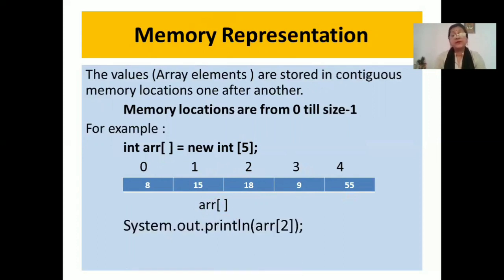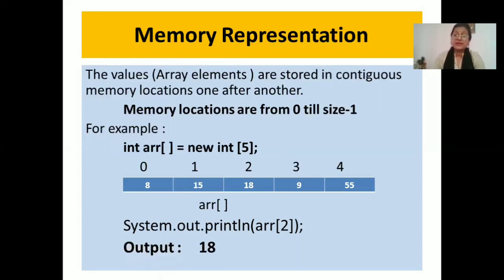Now look, if we want to print any particular value or access any particular value, how do we write the statement? The statement here given is System.out.println(arr[2]). We want to print. So System.out.println(arr[2]). Now here the output will be 18.